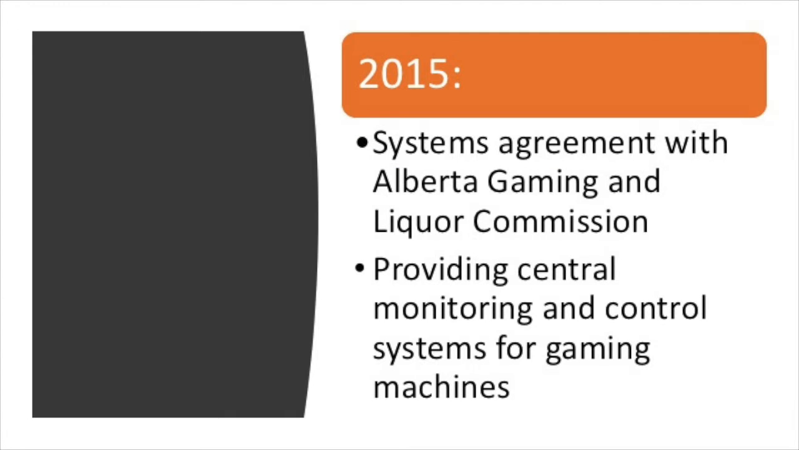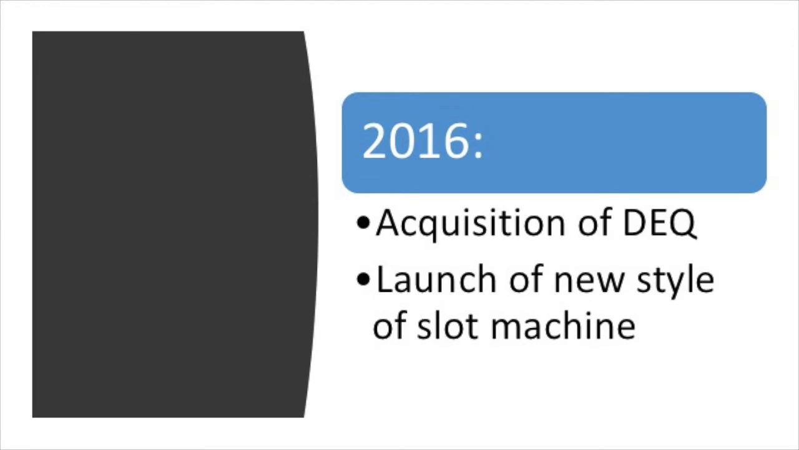In 2015, Scientific Games announced a systems agreement with Alberta Gaming and Liquor Commission. This move provided systems solutions across their 28 casinos at the time. Also, in 2015, the company provided West Virginia Lottery with central monitoring and control systems for approximately 14,000 gaming machines. The highlights of 2016 for Scientific Games Corporation was their acquisition of DEQ, a gaming technology company, and the launch of a new style of slot machine.